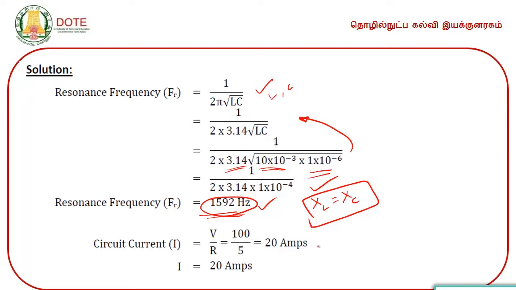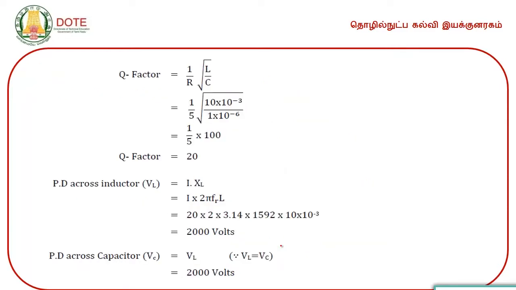Then the next step is to find the circuit current. What is the expression to calculate circuit current? It is V by R. So, it is 100 by 5 ohms, which is equal to 20 amperes. The next step is quality factor. We can use any of the formulae which we have discussed. One such formula is 1 by R square root of L by C. R is known, which is 5, L is known, which is 10 into 10 power minus 3, and C is 1 microfarad. Substituting all the values and simplifying, we get the quality factor value as 20.